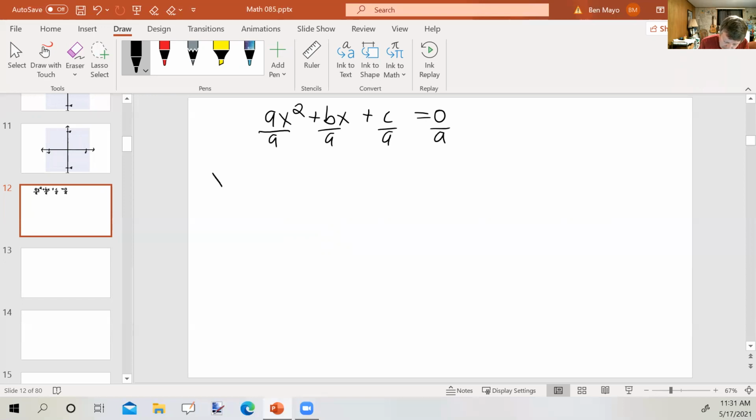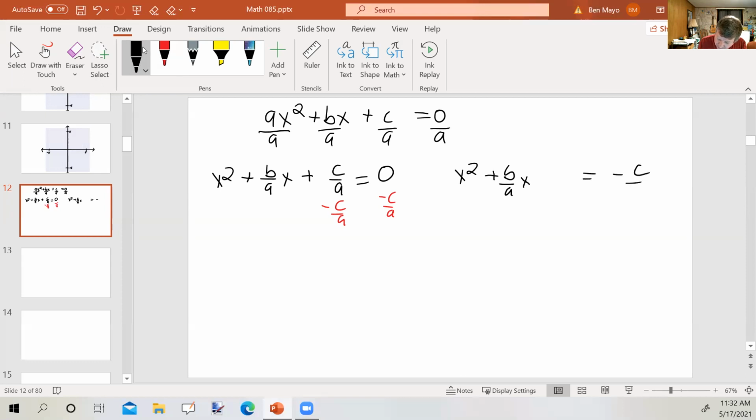So now we get x squared plus b over a x plus c over a equals 0. The next step is to move the constant term to the other side of the equation. So we're going to subtract c over a. So we'll get x squared plus b over a x equals negative c over a.